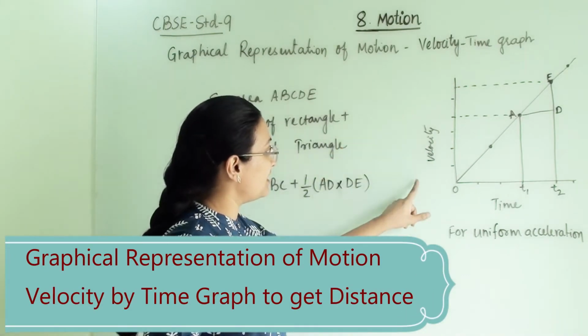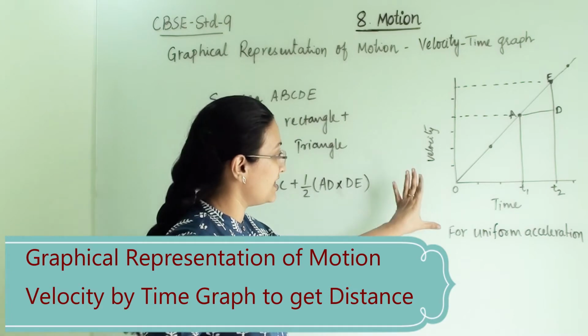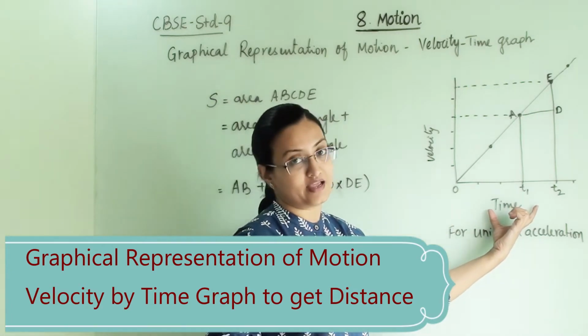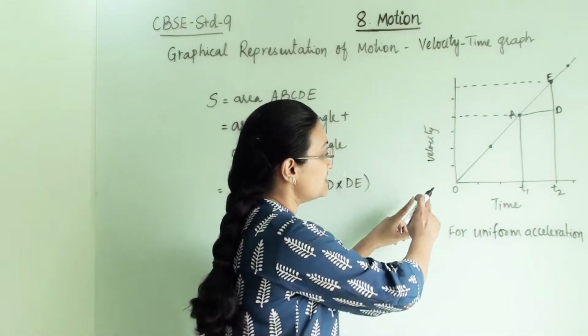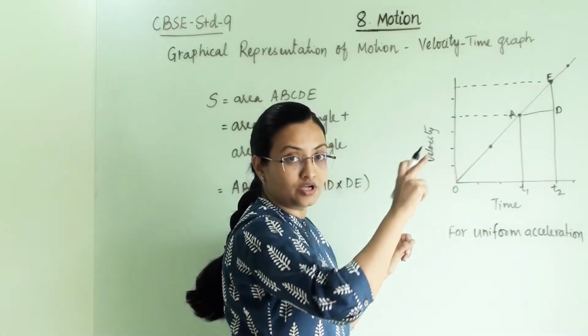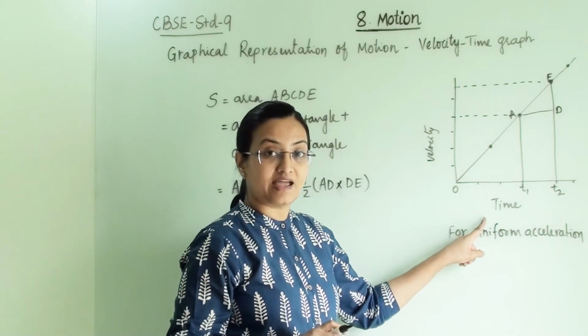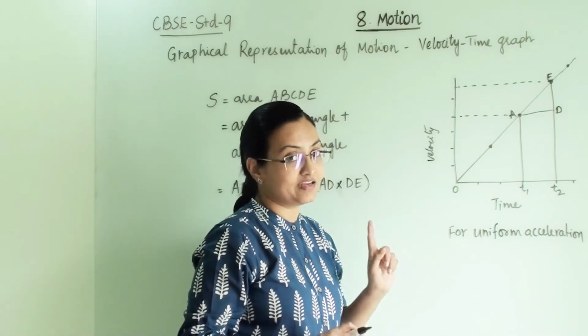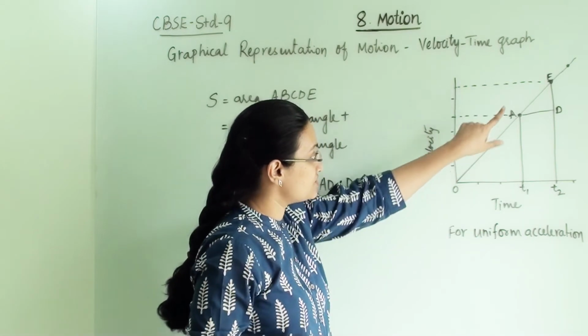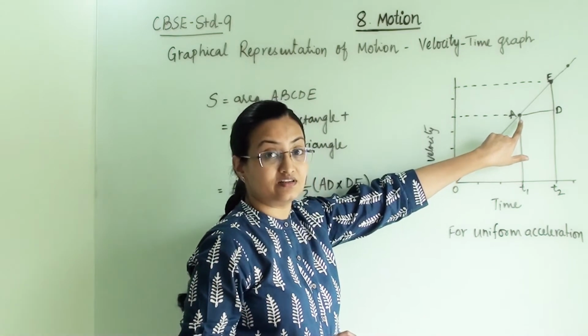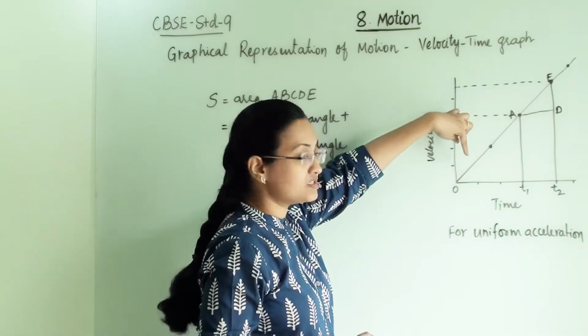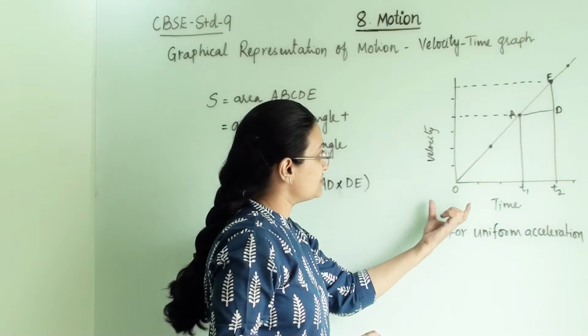The second graphical representation is the velocity by time graph. Here we have taken velocity on the y-axis and time on the x-axis. So here this is a uniform acceleration. The object is in uniform acceleration, so the velocity by time graph will be a straight line graph. So here we got a straight line. These dots represent the data given, which gives us a straight line for the velocity time graph.